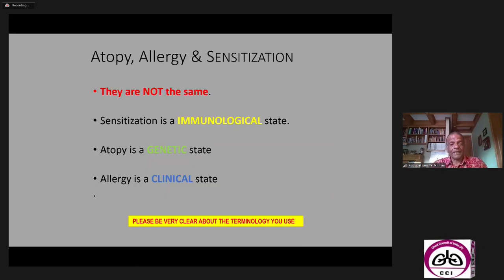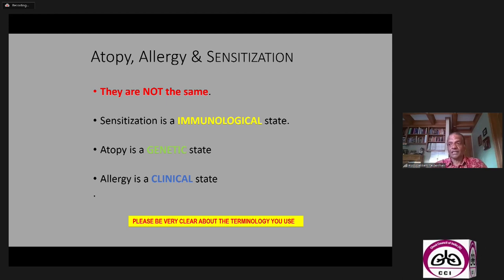So the term again is atopy, allergy, sensitization. Atopy is a genetic state. If you are genetically wired, say, for example, there are 10 of you here, and if I ask you, do you have allergies, you say no, but my uncle had allergies, my mom had allergies, I don't have any symptoms. And when I skin test you, you don't have any positive skin test either, but you still have a genetic tendency, and that is called atopy. Say I do the skin test and you are positive, but you don't have any symptoms, that means you're sensitized. But say you are atopic and sensitized, plus you're having symptoms, that means you're allergic.